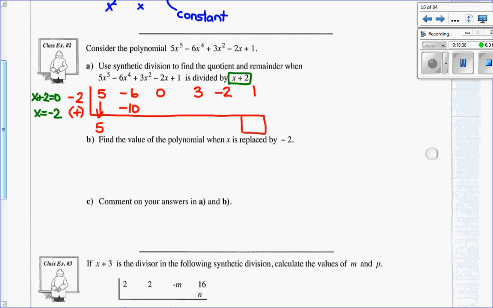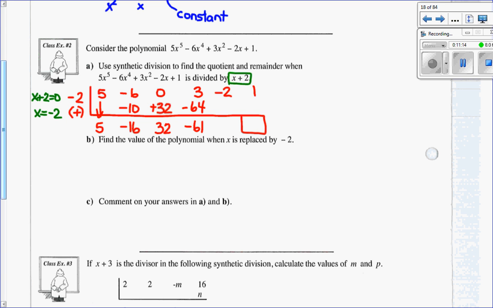Then I'm going to add. Remember, we're adding now down the columns. So negative 6 plus negative 10 is negative 16. Then I multiply that, negative 16 times this negative 2 out front. So negative 16 times negative 2 is negative 32, positive 32. Then I add 0 plus 32 is 32. Then I'm going to multiply 32 times negative 2, which is negative 64. Then I'm going to add down my column. 3 plus negative 64 is negative 61.